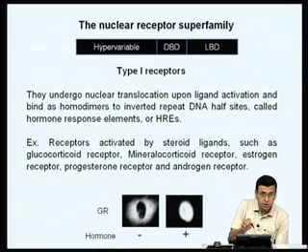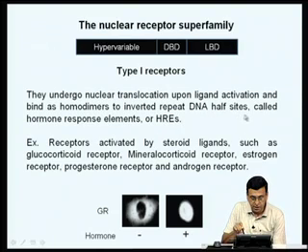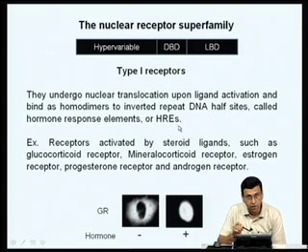So, one of the major characteristic features of type 1 receptors, or the steroid hormone receptors, is that they undergo nuclear translocation upon ligand activation and bind as homodimers to inverted repeat DNA half sites called the hormone response elements or HRE.